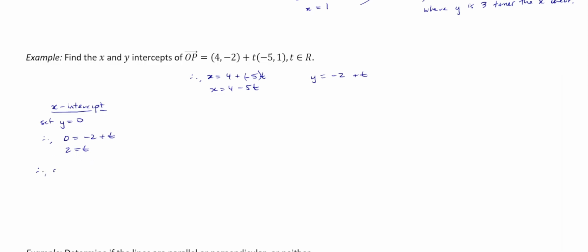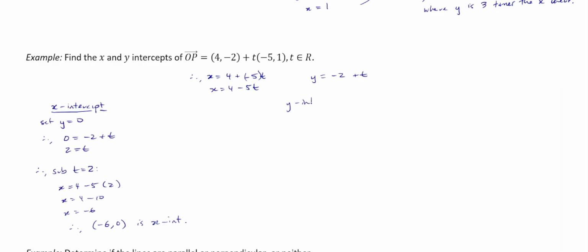And so therefore, sub t is equal to 2 into my x parametric equation. x is equal to 4 minus 5 times 2. x is equal to 4 minus 10. x is equal to negative 6. So therefore, (negative 6, 0) is the x-intercept.